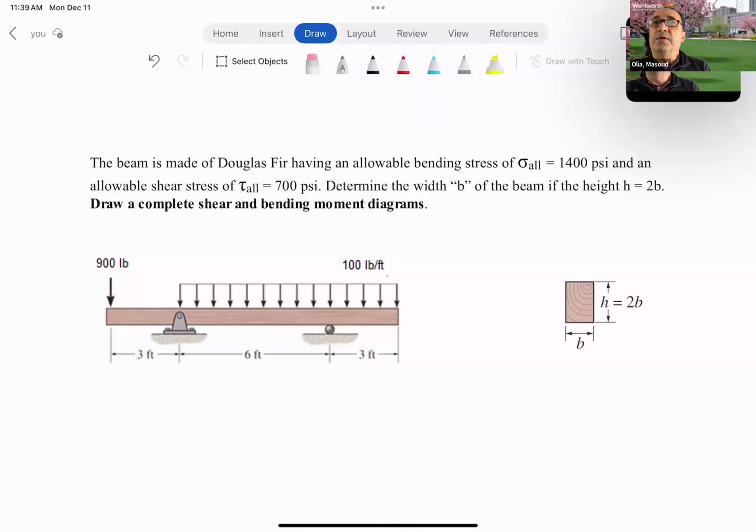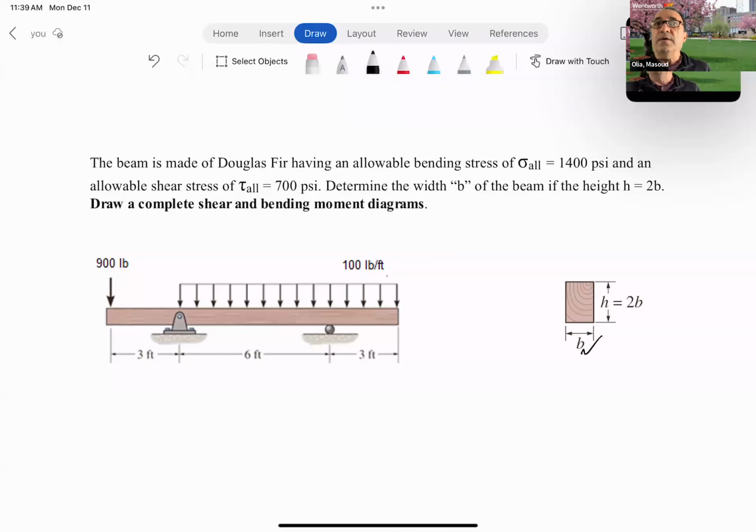I'm here with another video, this time related to the topic of mechanics of materials, and in particular related to drawing a shear bending moment diagram for a beam made of wood, and trying to figure out the dimensions of this beam, like the width and the depth.